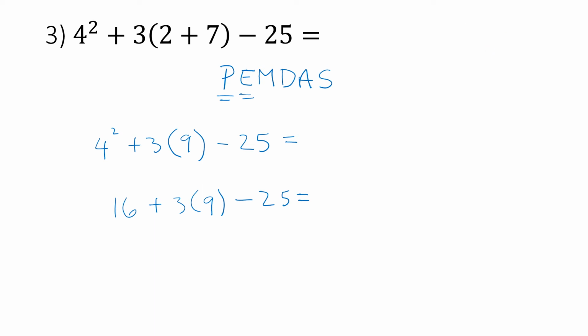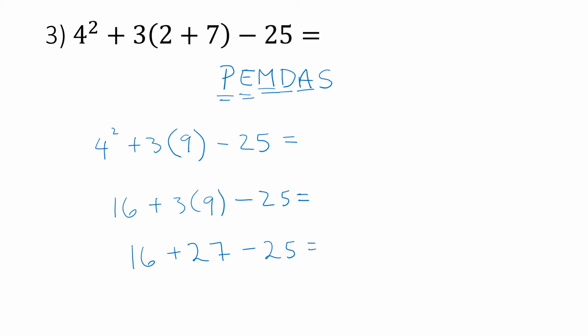Right, so here we just finished doing our exponent. Multiplication, yes. Remember, brackets denote multiplication. So here we have 16 plus 27 minus 25. Good. So multiplications are out of the way. There is no division, so we jump straight to addition.